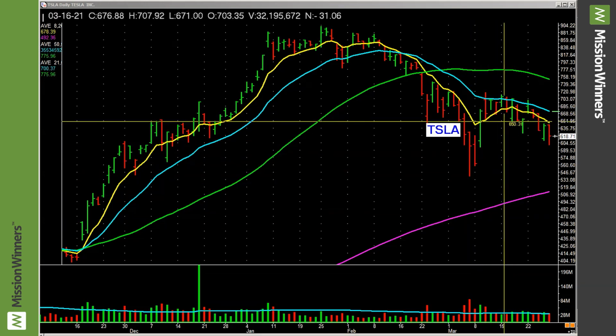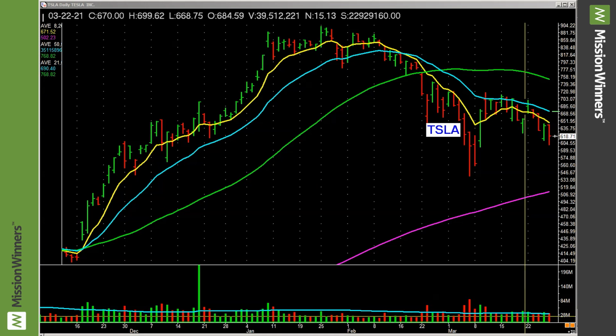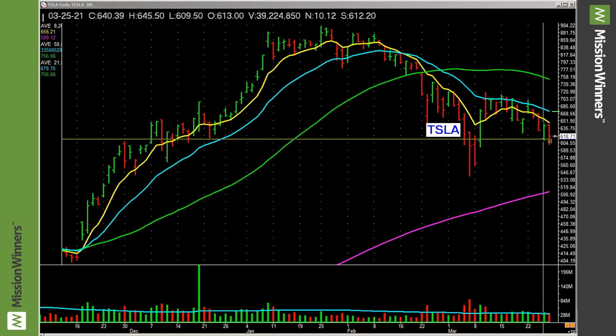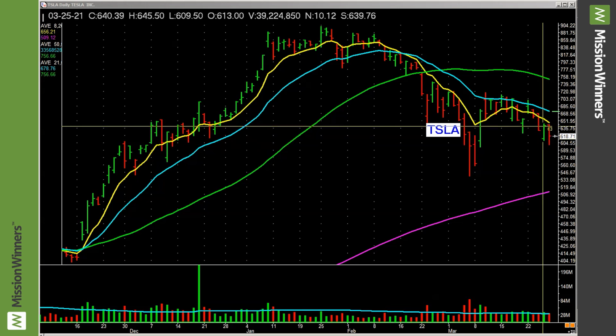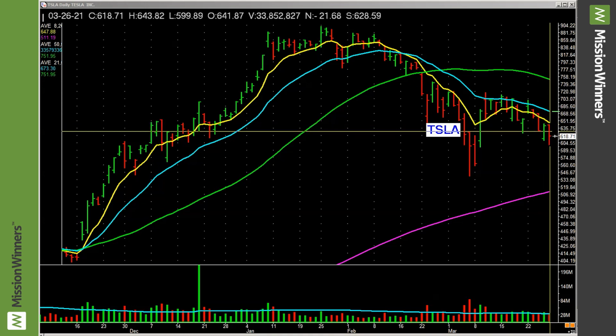And what does it do? It starts to fall again. Note this bar. It fell and it reversed up on a slight pickup in volume. Then it reverses down and it falls. And then note this bar. It gaps down and it falls on a slight pickup in volume. And then it falls on this bar.